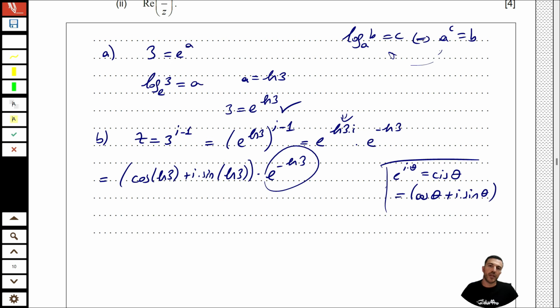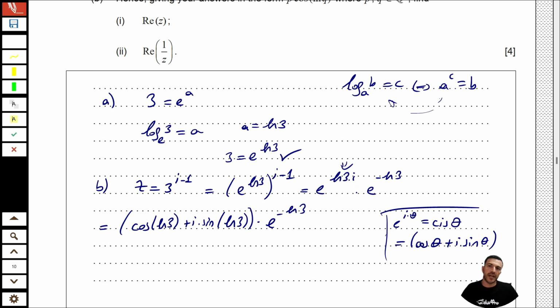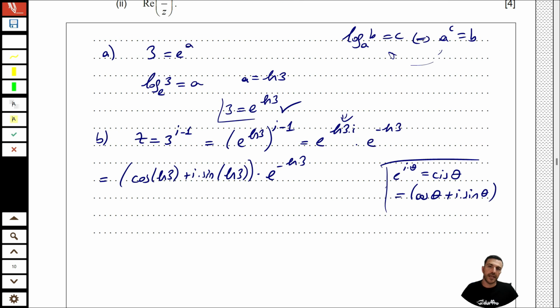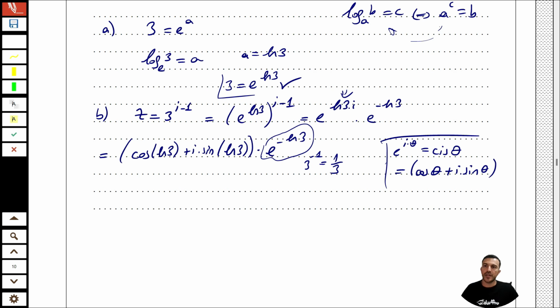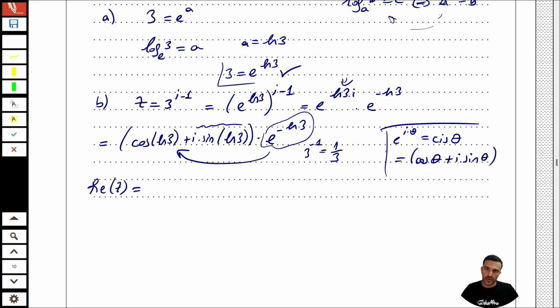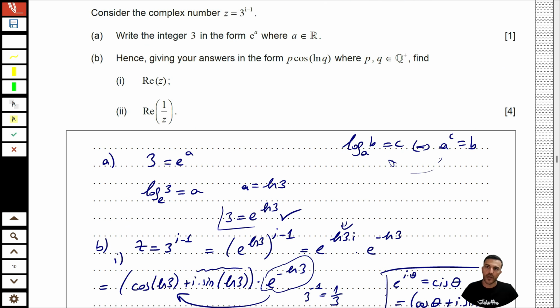So actually this one you can write, if 3 equals e to the power of ln 3, and this means 3 to the power of minus 1, which is 1 over 3. In this case, I will write the real part of that. I will just multiply this because I know that this is the imaginary part, right? So the real part of that, e to the power of minus ln 3 times cosine ln 3, or 1 over 3 times cosine ln 3. Yeah, this was the first one of B.